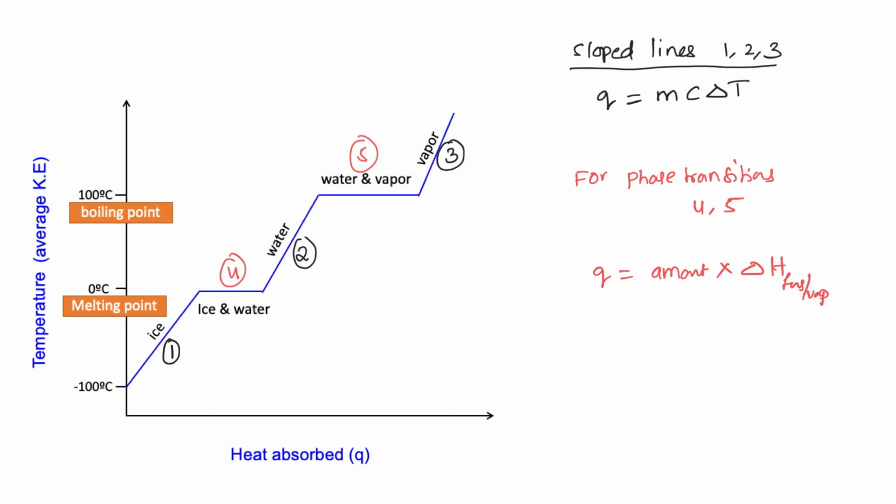Note that the enthalpy of fusion and vaporization are given in the units of kilojoules per mole, whereas the specific heat is given as joule per gram per degree Celsius. So if the amount of substance in the question is given as grams, be sure to convert grams into moles when calculating the heat changes for phase transitions.